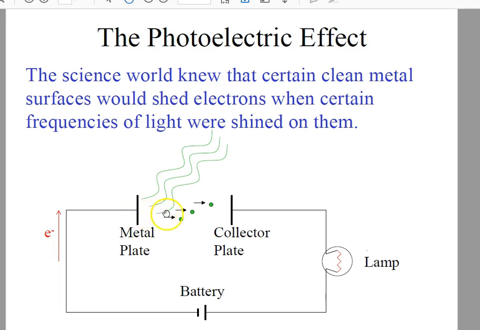So those electrons would move from this metal plate over here on the left to the one on the right. And as they moved, of course, that's going to complete our electric circuit, and so then our lamp would light up. So that's how they knew that the electrons were being ejected.